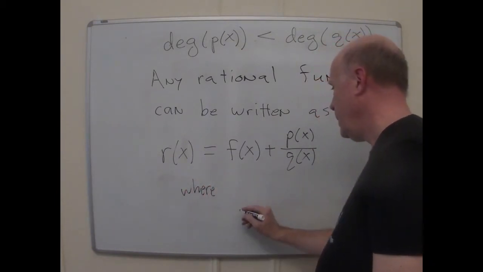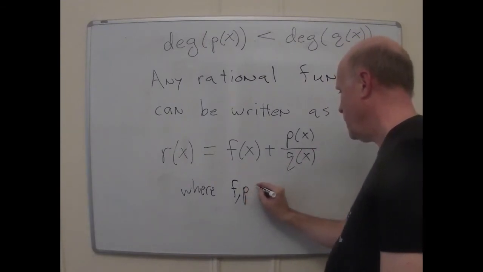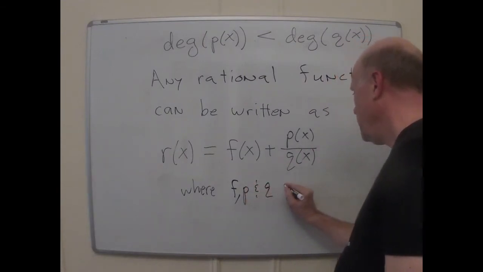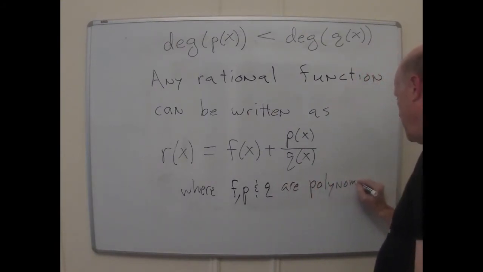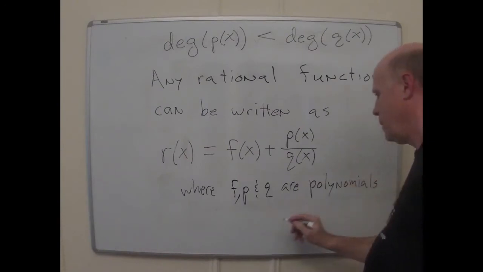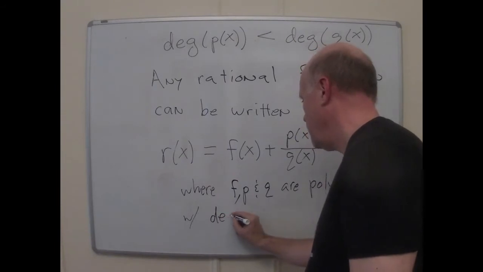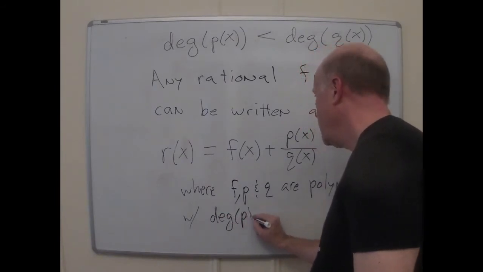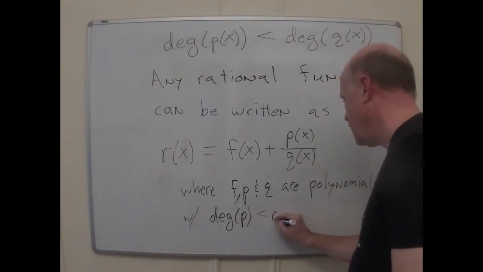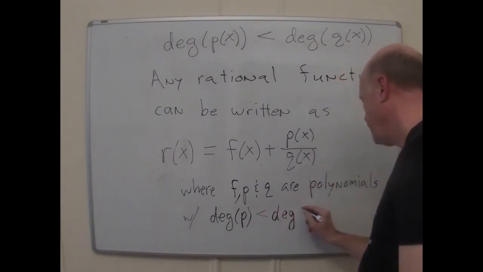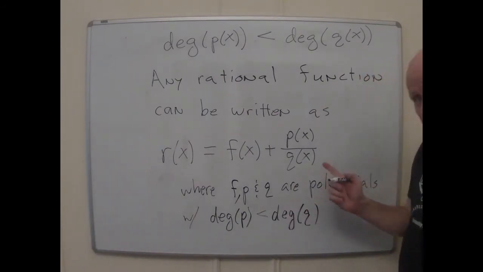And how do we do that? Can I just leave the arguments off of these things? Call it f, p and q are polynomials. Well, really what I said above, the degree of p, the numerator, is going to be less than the degree of q. Yeah, so the way you do that is actually just do long division.